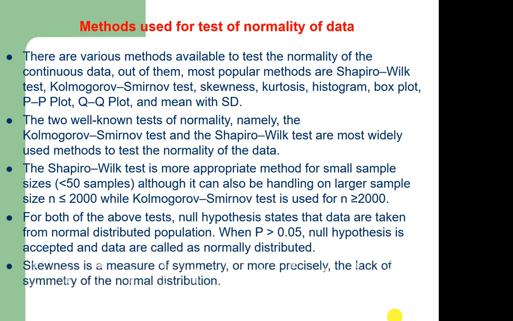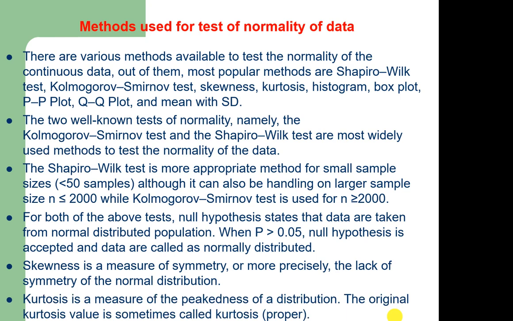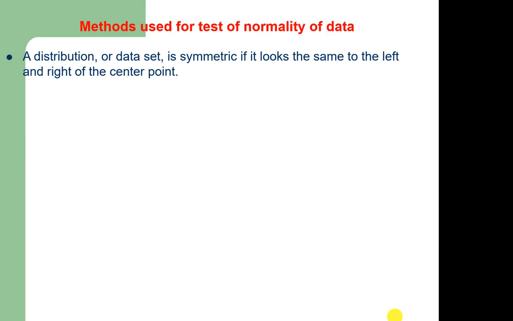or the data set is normally distributed. Skewness sometimes is also used, and it is a measure of symmetry, or more precisely the lack of symmetry of the normal distribution. Similarly, kurtosis is a measure of peakedness of a distribution. The original kurtosis value is known as kurtosis proper. A distribution or a data set is symmetric if it looks the same to the left and right of the center point, that is, it is a bell-shaped distribution, and it is also known as symmetric.